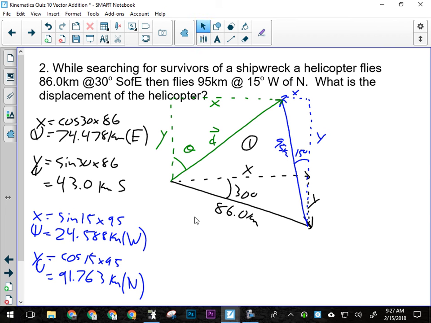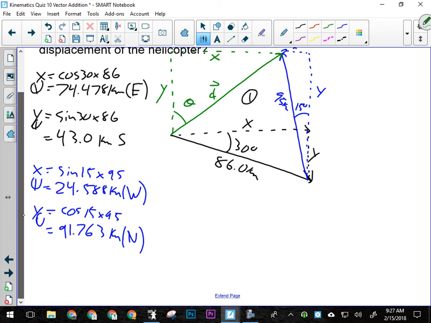Now that I have those, I've got to calculate my overall x and overall y. Everything backtracks in this question. So I need to do some subtracting, make one direction positive and the other negative. In the first one here, I'm going east quite a ways, and I'm going to make east positive. So that's going to be 74.478 minus the x component from the other one, which was 24.588.